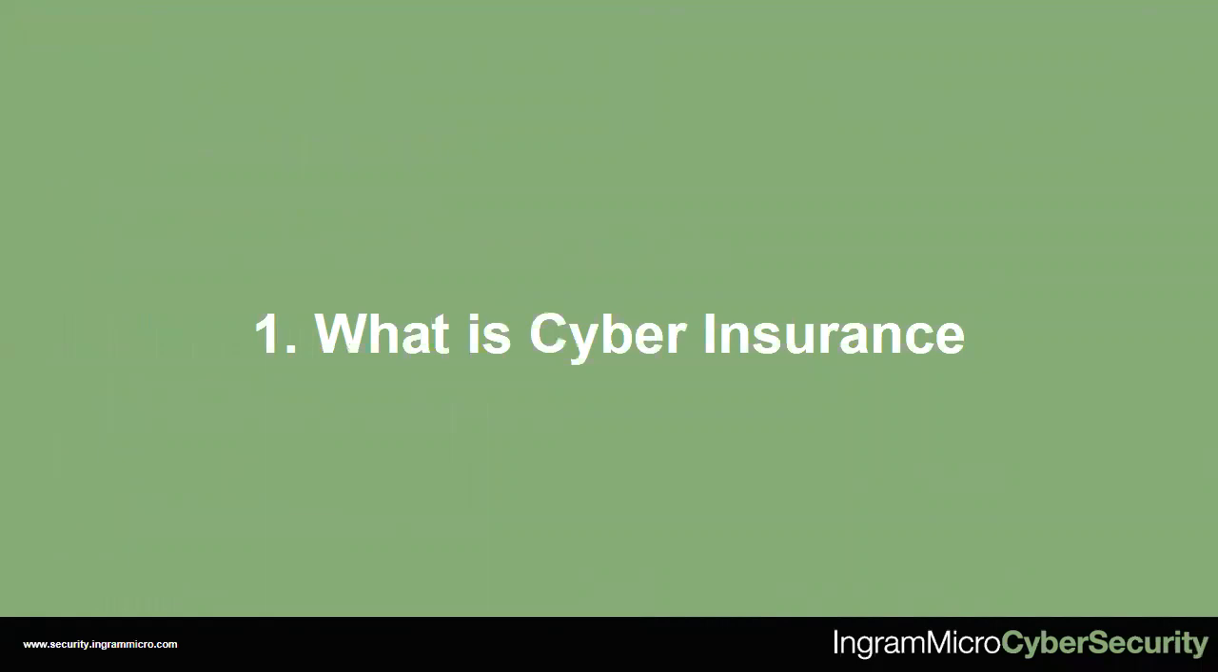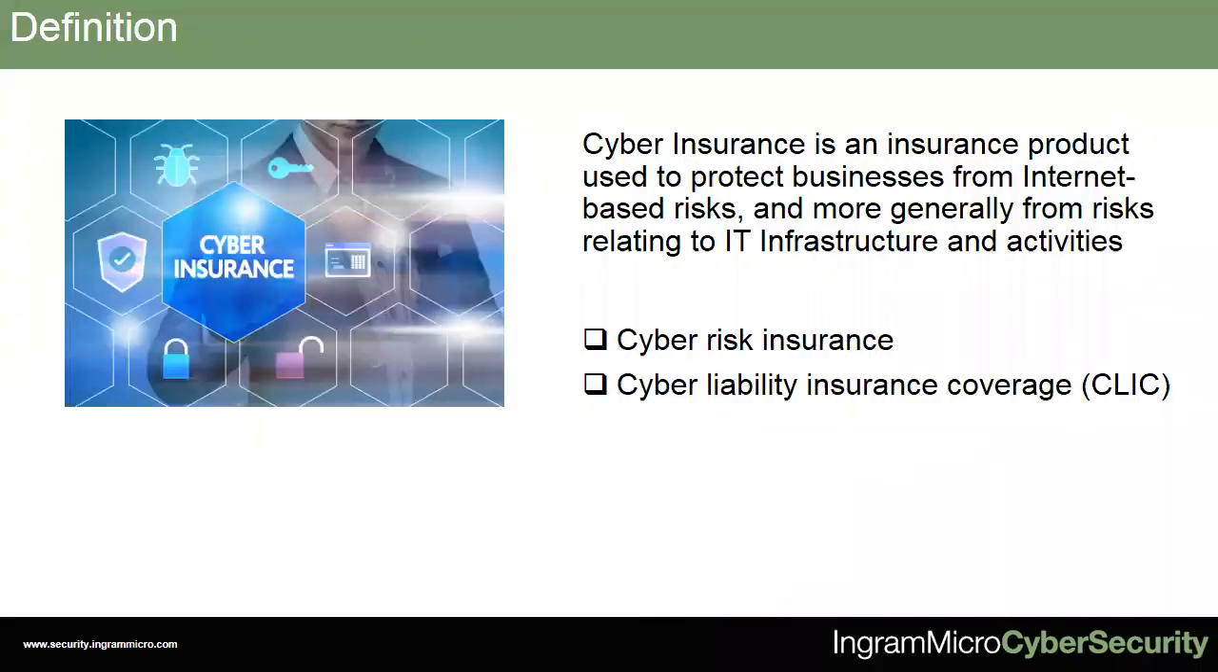So let us talk about our first section, which is what is cyber insurance. Basically, cyber insurance is an insurance product like any insurance product, but it is different in nature. It is related to cyber crimes, and it is not related to traditional insurance. It helps businesses with internet-based risk, and more generally with risk relating to IT infrastructure and the activities done within the IT infrastructure domain. Cyber insurance is also known as cyber risk insurance, and cyber liability insurance coverage, CLIC, and some other related names are also there in the market.